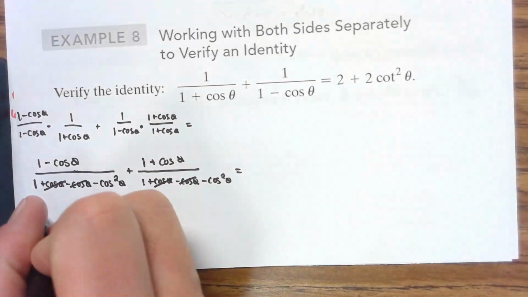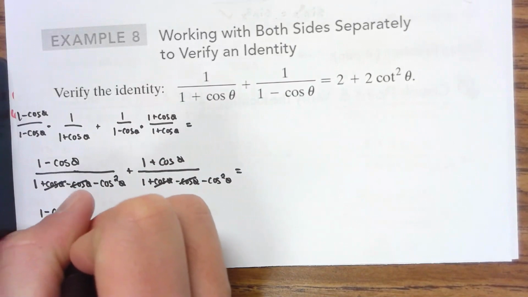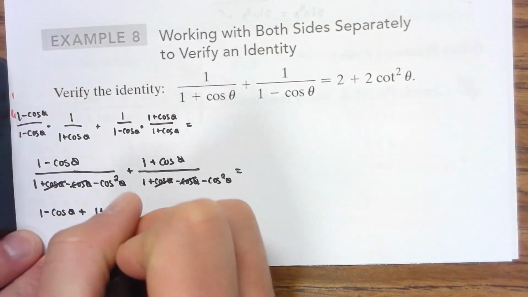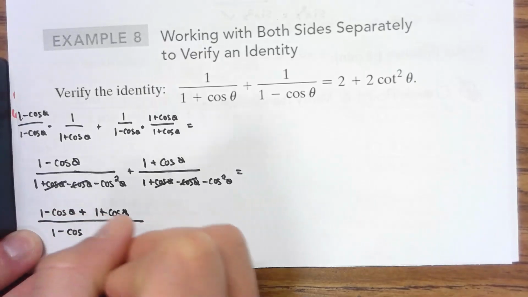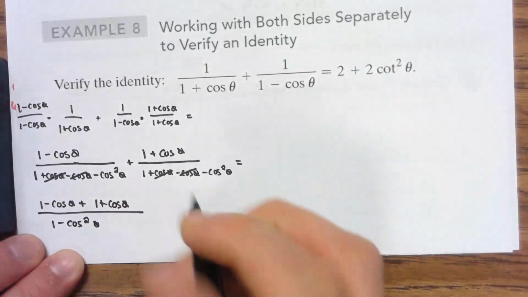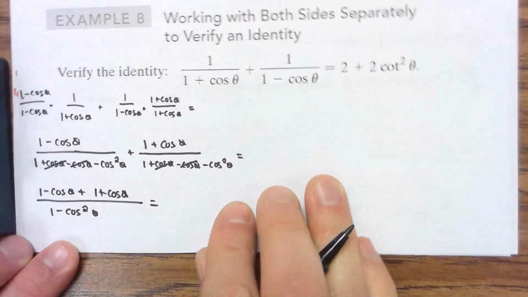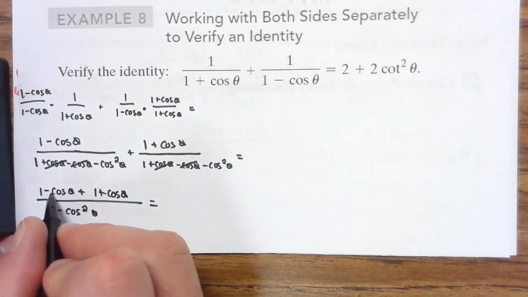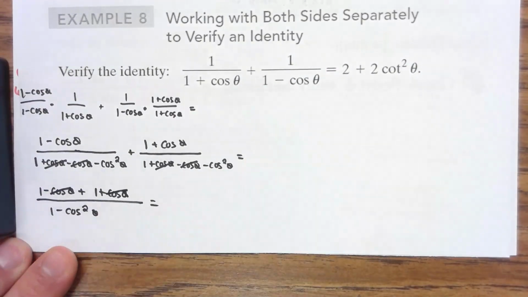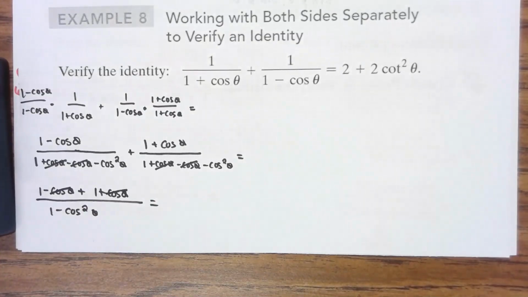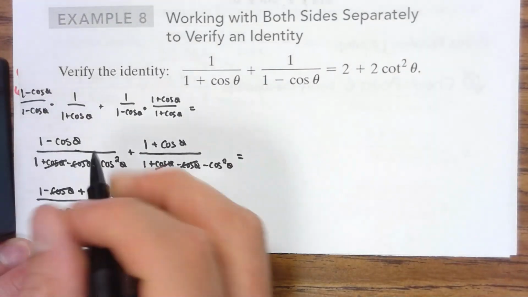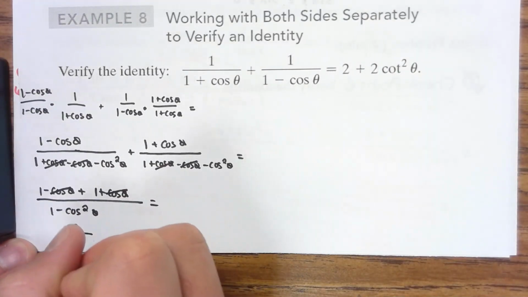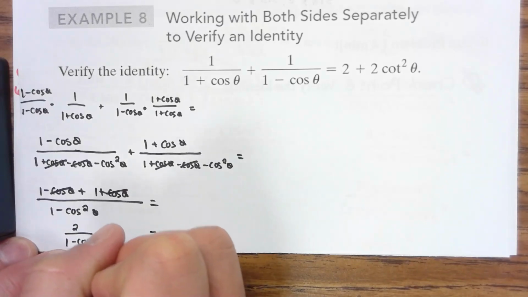So my new numerator is 1 minus cosine of theta plus 1 plus cosine of theta, over 1 minus cosine squared of theta. And it looks like in our numerator, we have a negative cosine of theta and a positive cosine of theta that cancels out, leaving us with 1 plus 1, which is 2, over 1 minus cosine squared of theta.